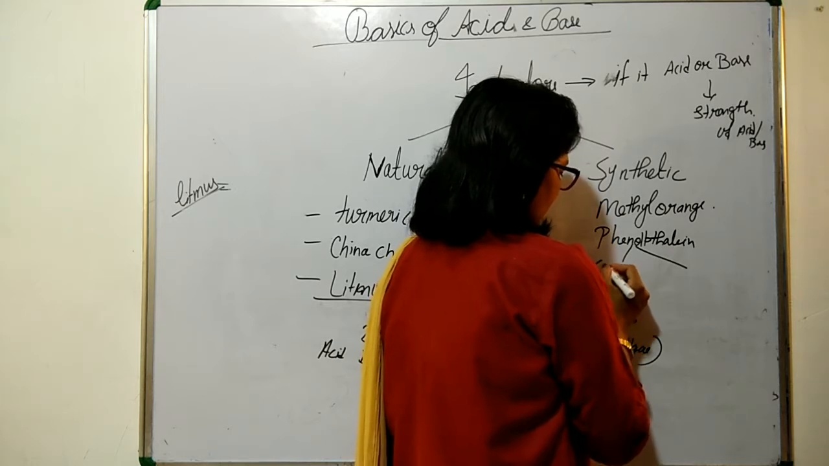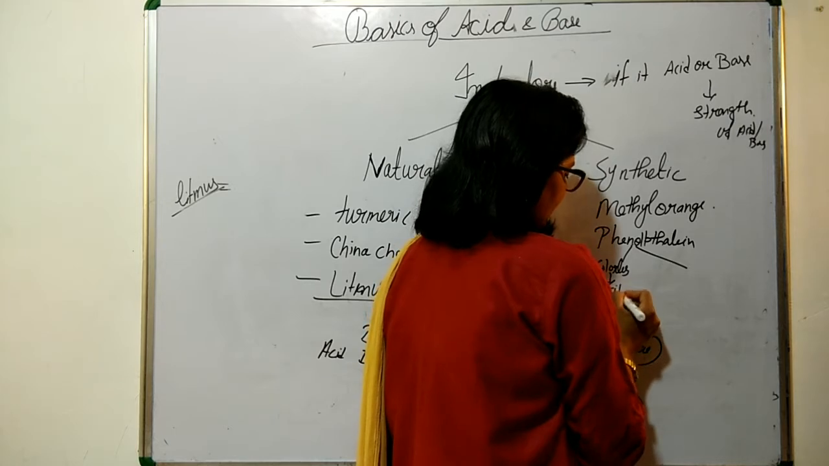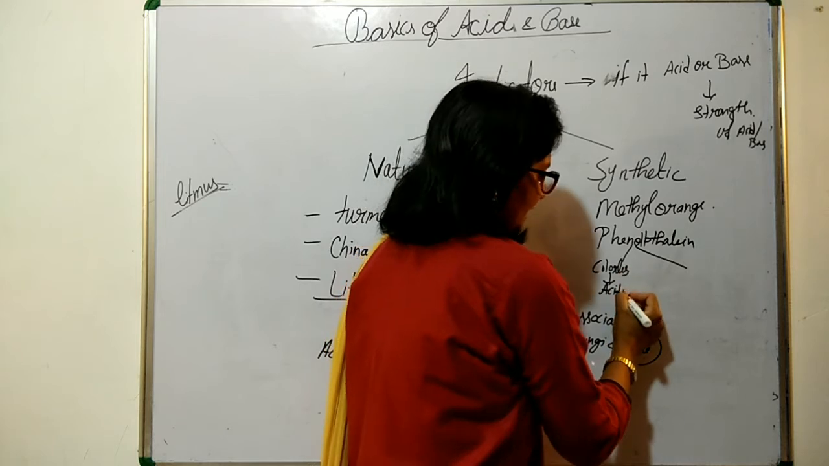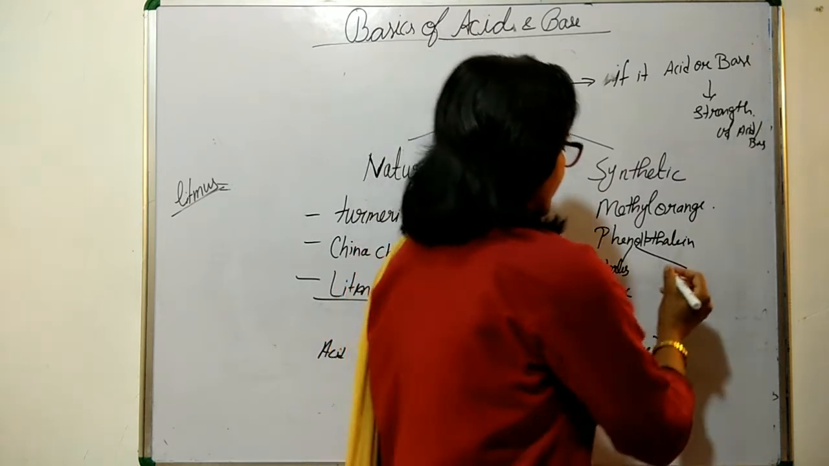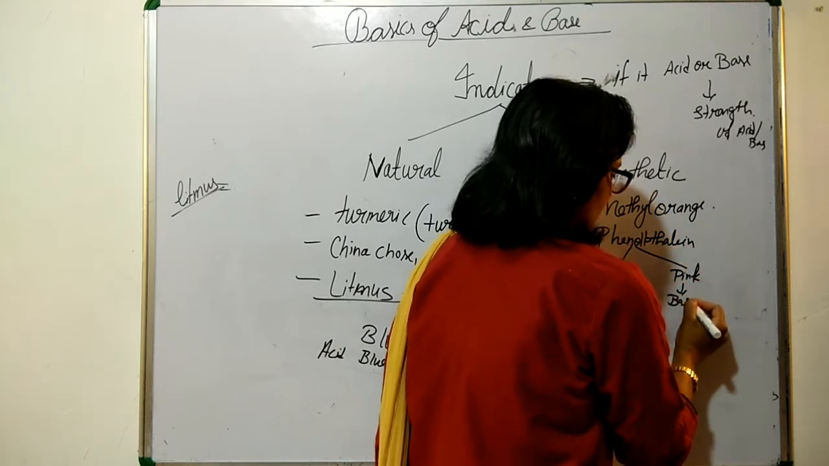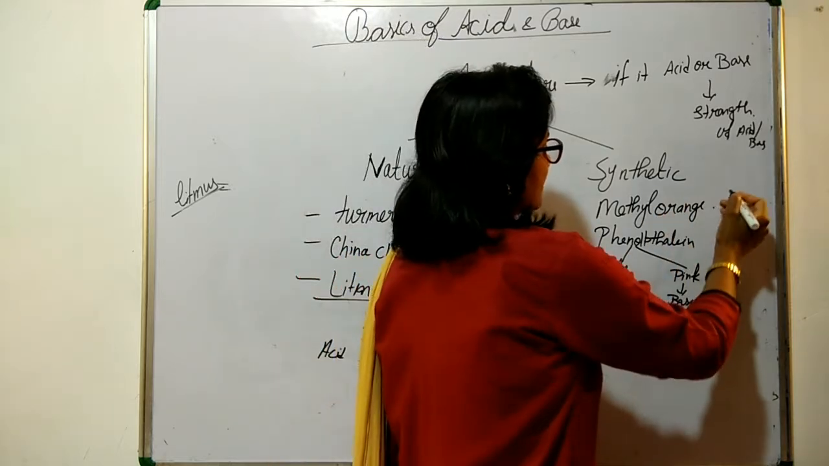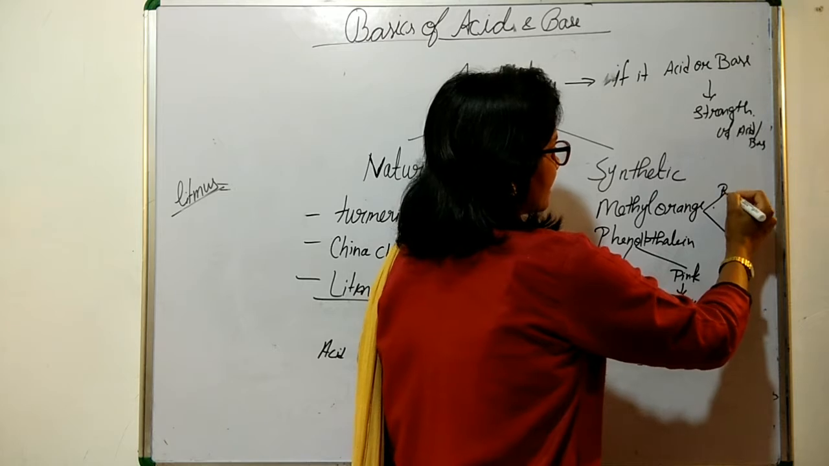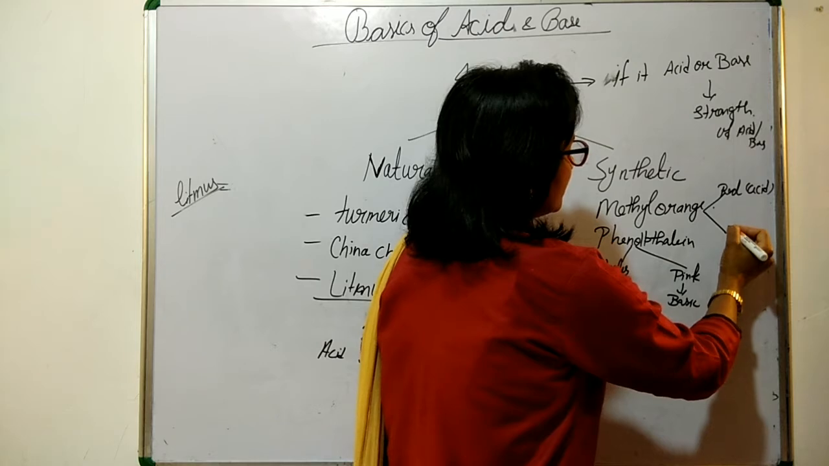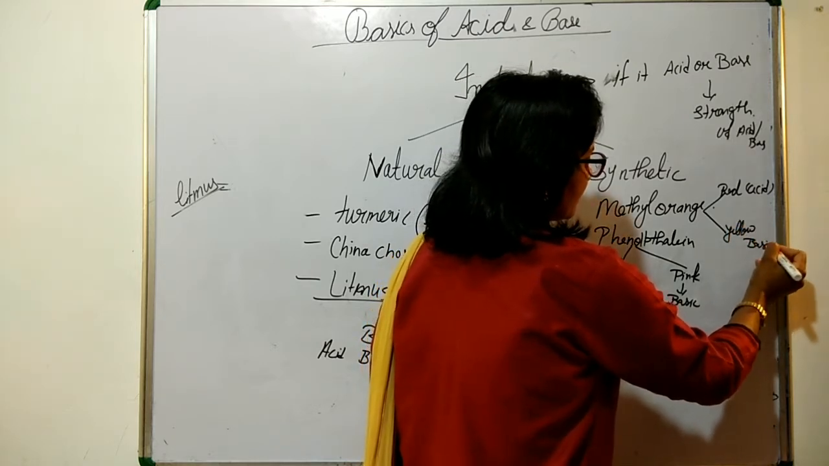Phenolphthalein is colorless in acidic medium, and it is pink in basic medium. So we can find whether it is acid or base by using this. In the same way, methyl orange is red in acidic medium and turns yellow in basic medium. Okay.